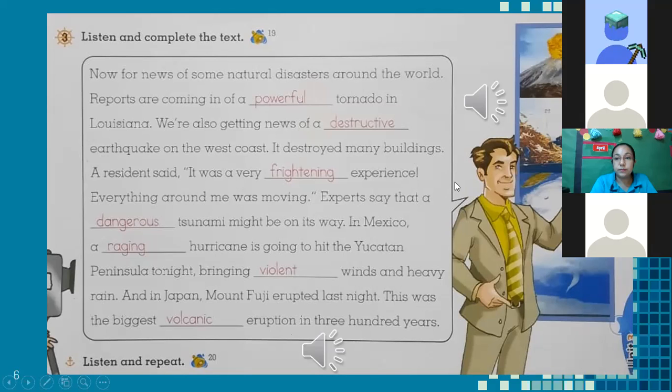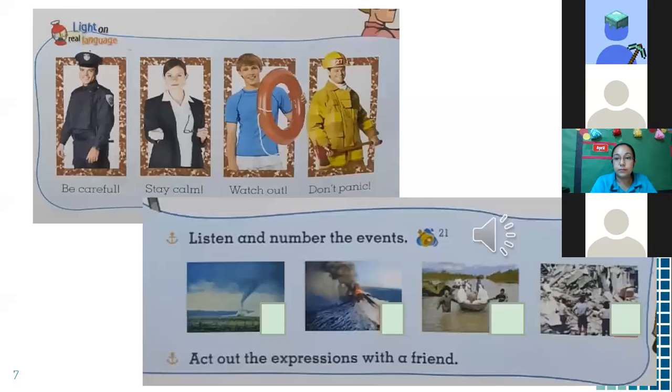Okay, good job. So let's see, and we have different expressions in real-life language, yeah? For example, when you say, be careful, stay calm, watch out, okay? Don't panic, yeah? These are expressions that we use when we, okay, are in a natural disaster, yeah? Be careful with the rock, okay? Stay calm in an earthquake, okay? Watch out, maybe the water, yeah? And don't panic, yeah? Maybe if you are in an elevator, yes?